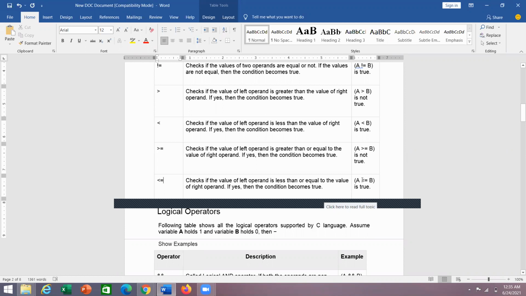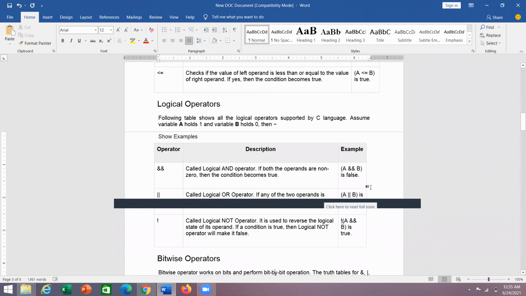If the left operand is less than the right operand, this condition is also true. If it is equal, this condition is also true. So if the condition is true, the output will be displayed as true. These are the relational operators.